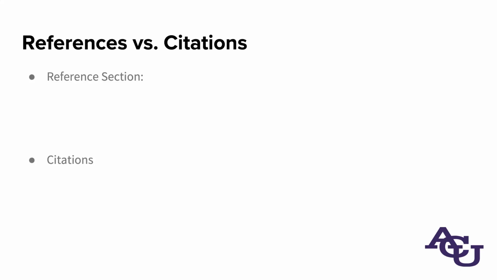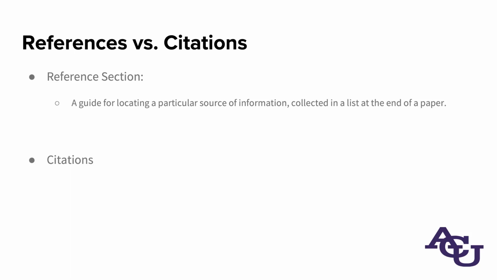So in APA style, when you're indicating the source of information in the body of your text, in your essay, in your paper, that will be a citation. If you are listing the fuller information about what the source is and how to find it, that's going to be a reference entry in the references section at the end. So you might think of the references section as a guide for locating a particular source of information, which happens to be conveniently collected in a list at the end of the paper. That's filled with reference entries.